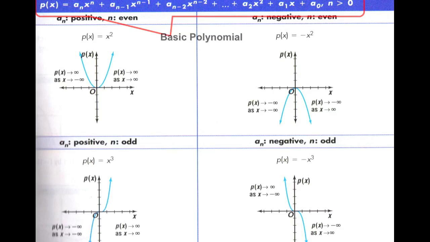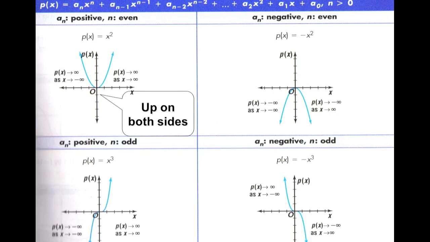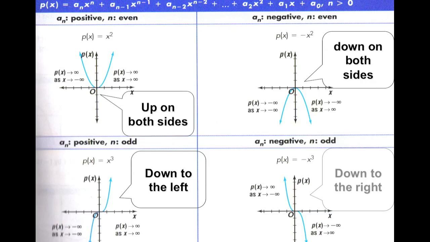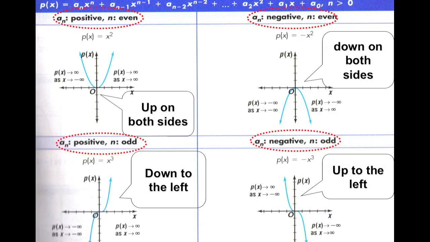Okay, just one real quick. One time, it's up on both sides. That's a key factor. This one's going to be down on both sides. Here we're going to go up to the right but down to the left. Okay, down to the right and up to the left. So however you kind of remember that, remember how those play a part. Those are the key facts. Make sure you know those.